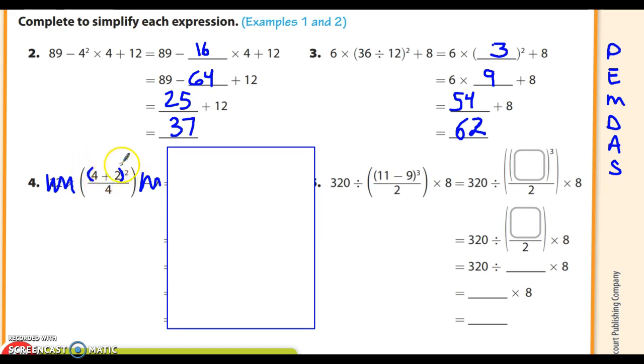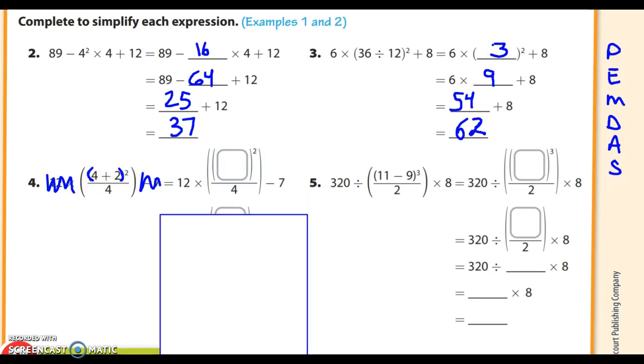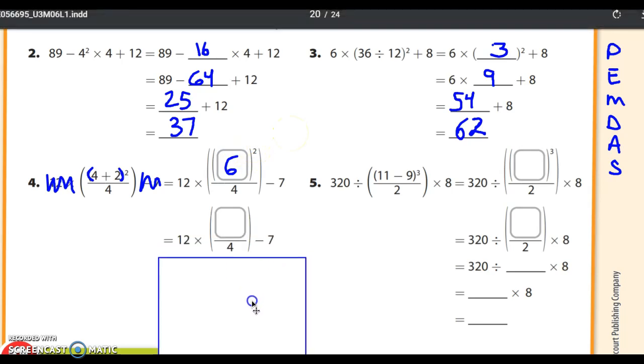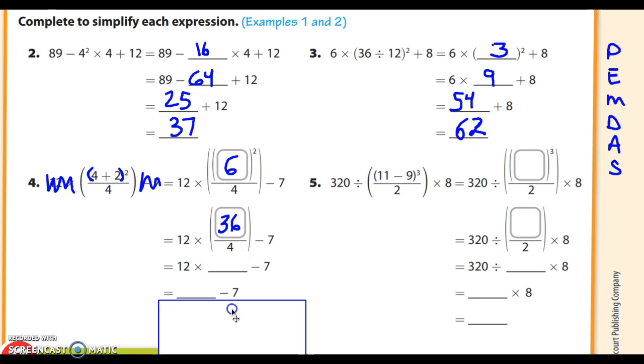4 plus 2 is 6. So I'm going to go over here, and I'm going to do 6. And then once you do that, you're going to do the exponent next. 6 squared is 36, so that goes here. We're still in parentheses, and this is the one that kids forget all the time. What is 36 over 4? It means divide. So now we're going to divide, because it's still in parentheses. 36 divided by 4 is 9.